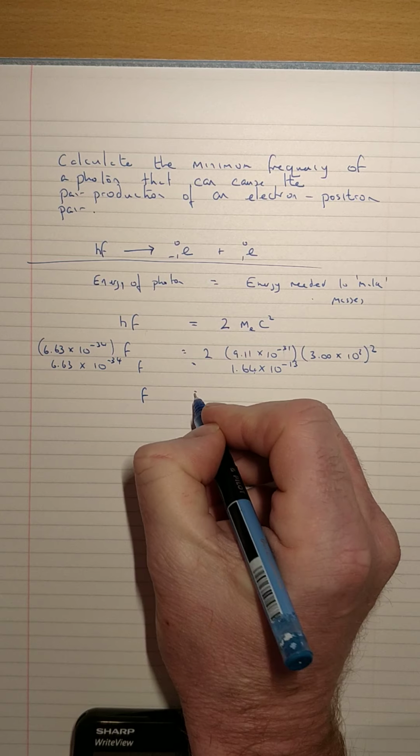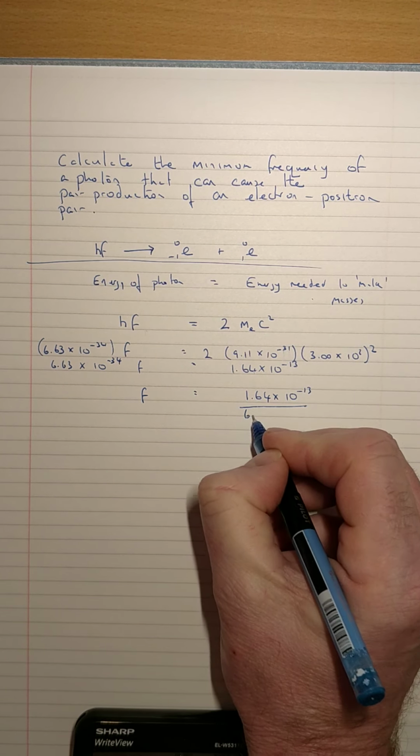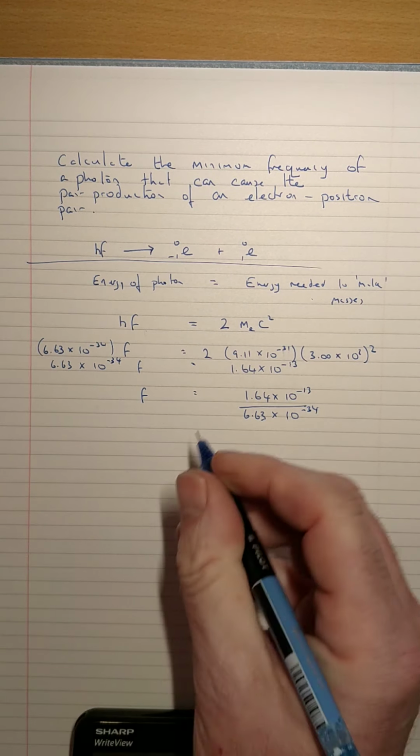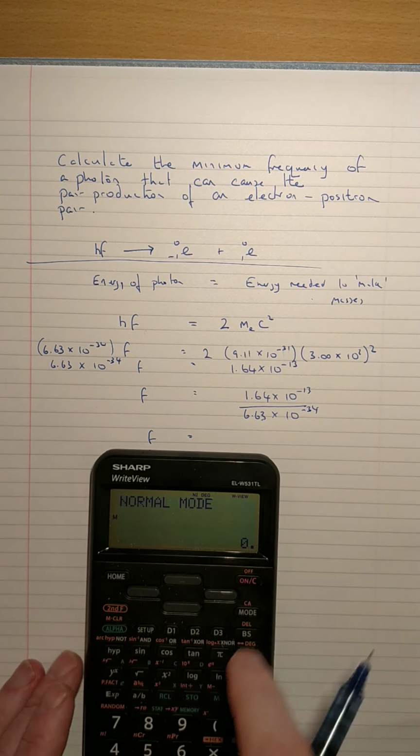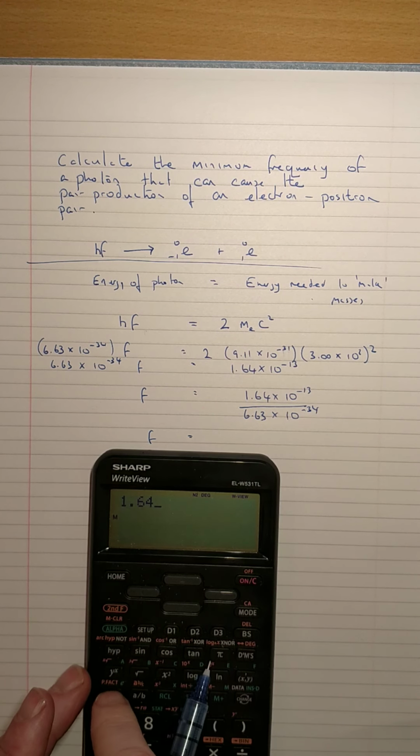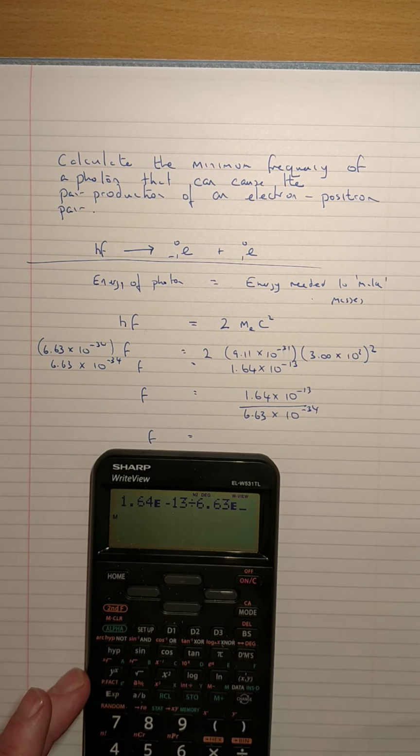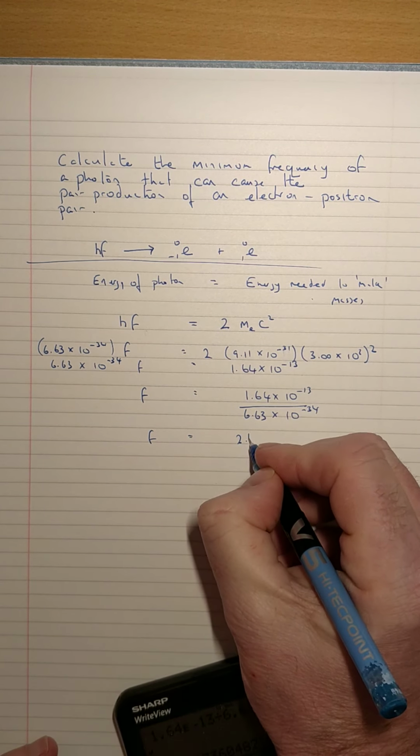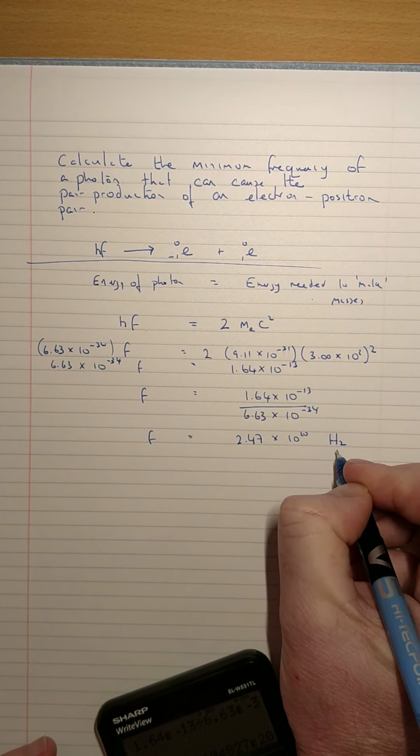Yeah, and then to get frequency, we divide both sides by 6.63 by 10 to the minus 34. Very impressive improvement in people rearranging, so well done on that. Okay, so we have 1.64 exponential minus 13 divided by 6.63 exponential minus 34. We're getting 2.47 by 10 to the power of 20. It's frequency, so it's hertz. And loads of you are forgetting units.